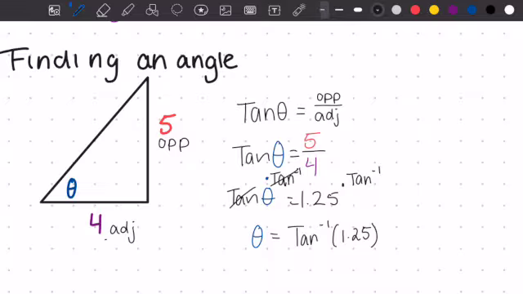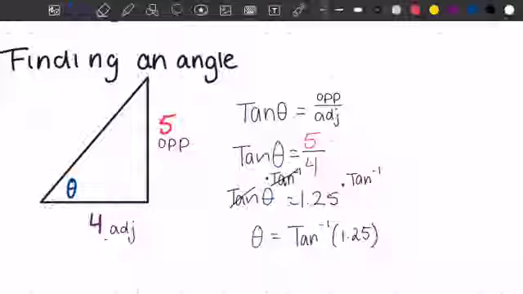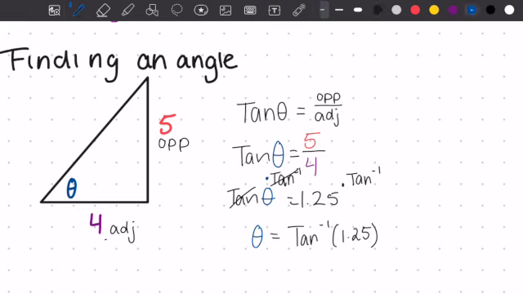Yes. Multiply. Yes, the dot means the multiply. So tan. Oh, I might have messed up. She did. Yeah. 1.25. And you don't necessarily need the brackets for this one, depending on your calculator.